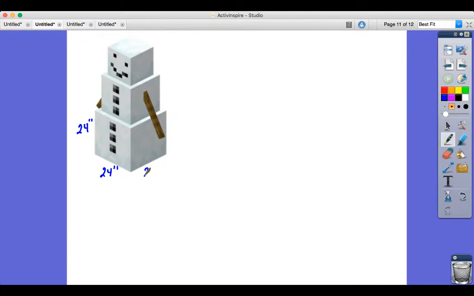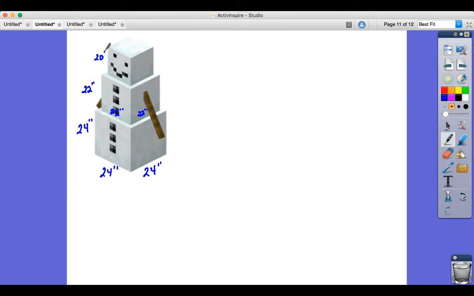And I'm going to assume that he's a cube. So his bottom part is 24 by 24 by 24. And this middle part, I'm going to say that that's 22 inches by 22 inches by 22 inches. And when we calculate the surface area, we're not going to count his arms. That's doing the most. So we're not going to calculate the arms. We're just going to calculate the snowman part.